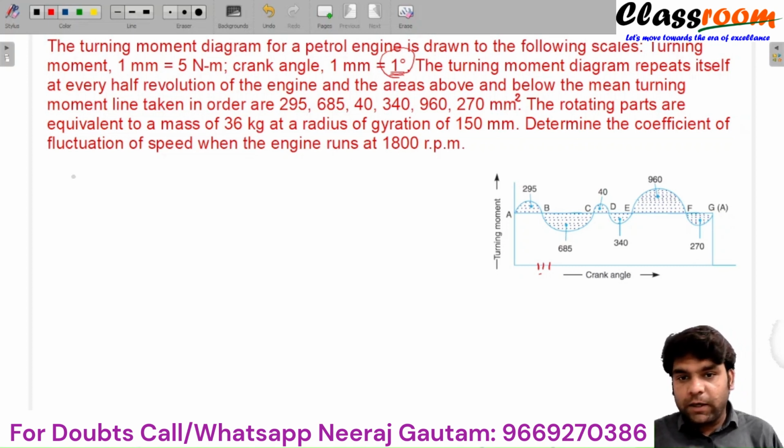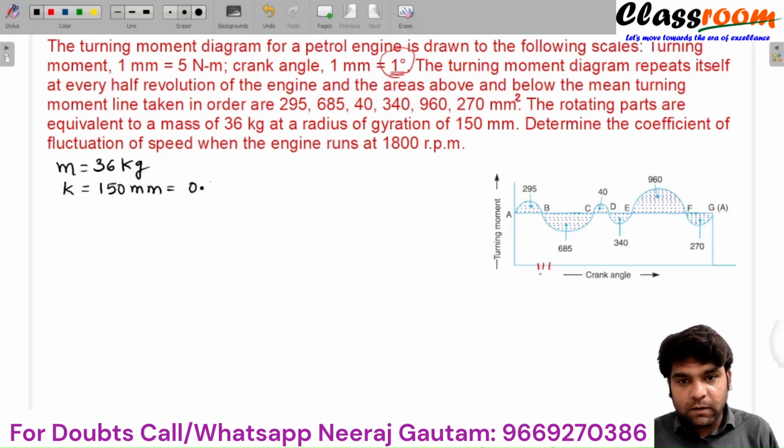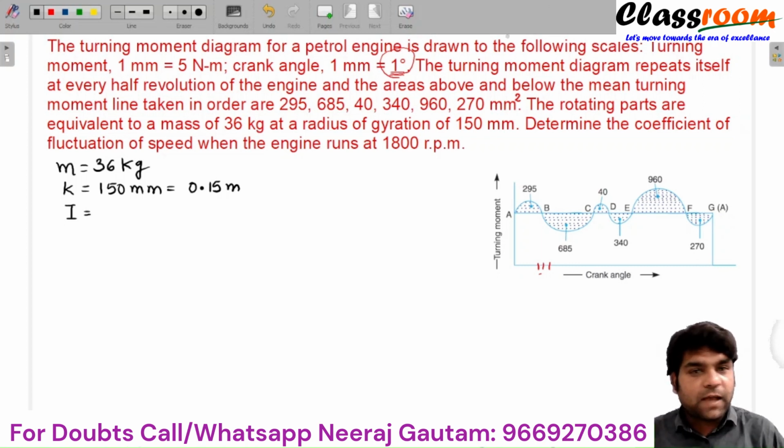So the equivalent mass of the rotating parts is given as m equals 36 kg. The radius of gyration k is given as 150 mm. Simply it is 0.15 meters. You can determine the mass moment of inertia of the rotating components as mk square.